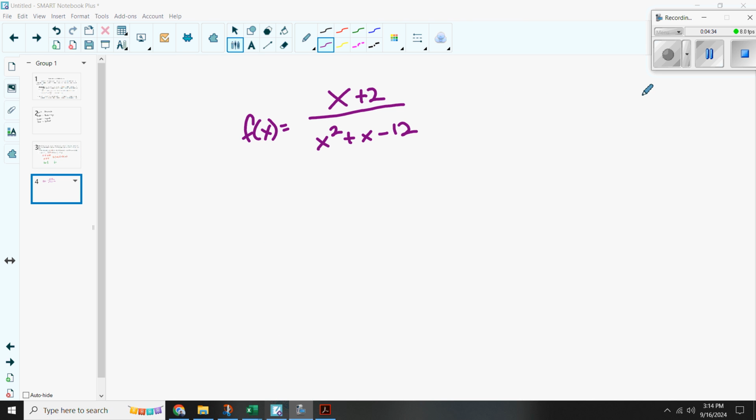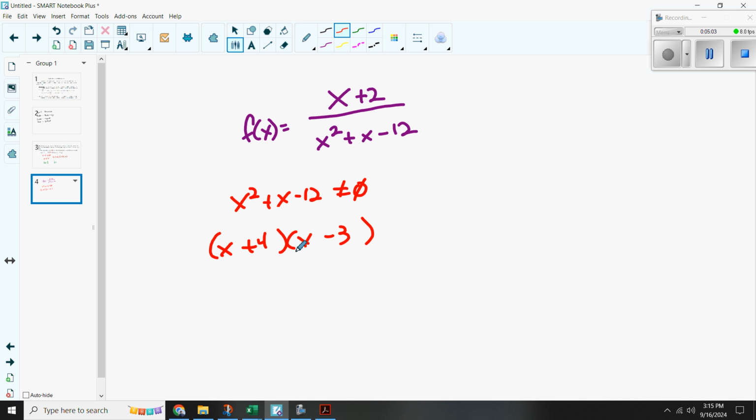So let's see if I can just do one more example here. Let's say I had this function here. Well, I have a denominator, and the denominator has a variable in it. So I'm going to just take my denominator, x squared plus x minus 12, and say that cannot be equal to 0. So I can factor this into x plus 4 times x minus 3, and I can see that x cannot be equal to negative 4, and x cannot be equal to positive 3. Neither of those are acceptable, so those are both out of the domain.